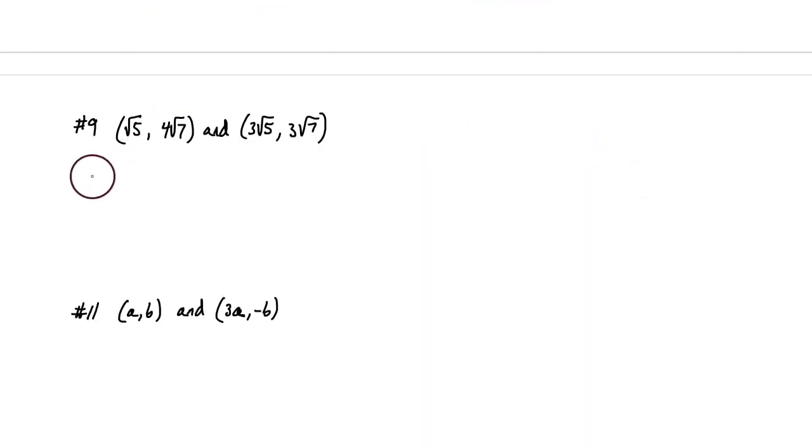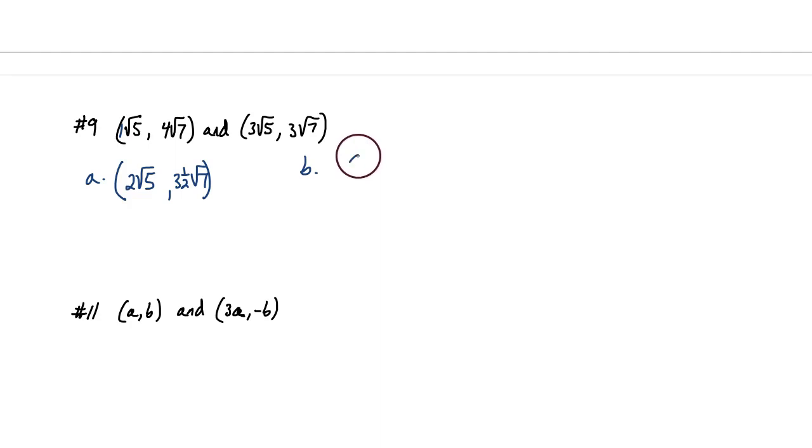Number 9, first let's get the midpoint. So we want to average our x coordinates and our y coordinates. So what's halfway between 1 square root of 5 and 3 square root of 5? That would be 2 square root of 5. What's halfway between 4 square root of 7 and 3 square root of 7? That would be 3.5 square root of 7. You could certainly write this as 7 over 2 square root of 7 if you like.